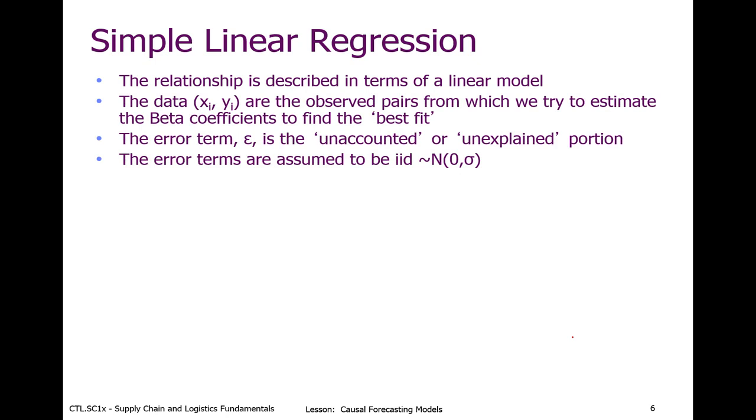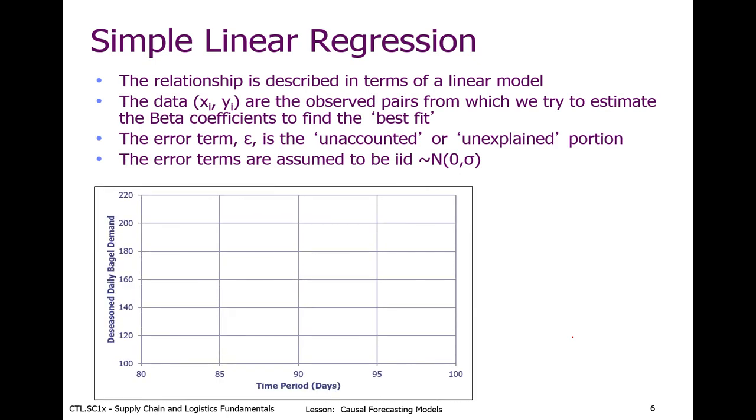And how do we know what's the best fit? Well, we're going to look at the error term for this. The error term is that unaccounted or unexplained portion of the model. And we assume, just like in exponential smoothing, that they're going to be independently and identically distributed, normally with a mean of 0 and some standard deviation. Why does it have to be a mean of 0? Well, if it wasn't, it'd be biased, right? So you want to make sure your errors have a mean of 0. They bounce up and down around your estimated value.